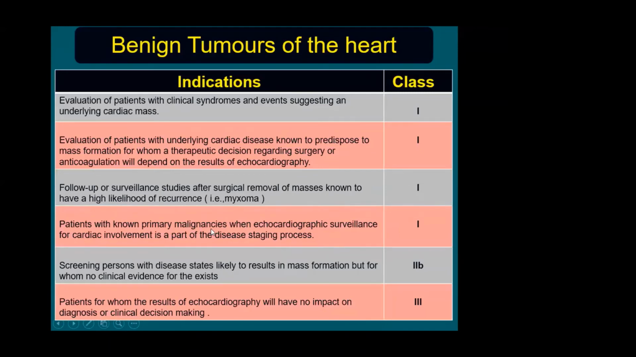Patient with known primary malignancies, when echocardiographic surveillance for cardiac involvement is part of the disease staging process, it is class 1. Screening persons with disease states likely to result in mass formation, but for whom no clinical evidence exists, is class 2B, it may be done. Patients for whom the results of echocardiography will have no impact on the diagnosis or clinical decision making, it is a class 3, it need not be done.